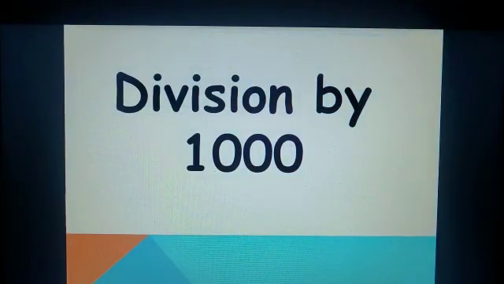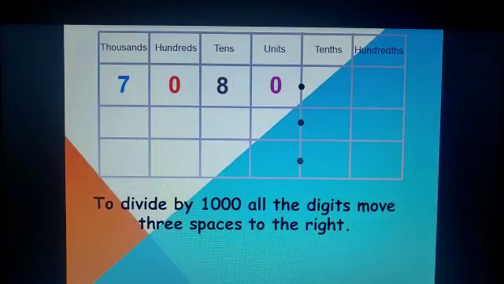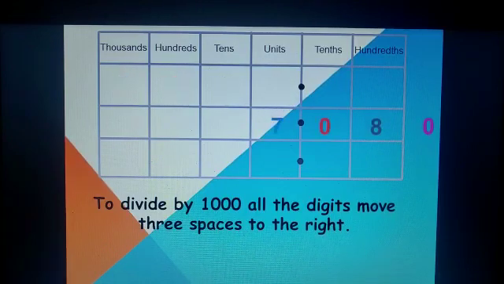Last one. What do we do if we want to make our number 1,000 times smaller? Again, we use the same technique. We're going to move our digits 3 spaces this time because there's 3 zeros in the number 1,000. So what is 7,080 divided by 1,000? Let's move all our digits 3 spaces to the right. Our 0, our 8. It gives us an answer of 7.08. Now the 0 on the end has no impact on the answer.